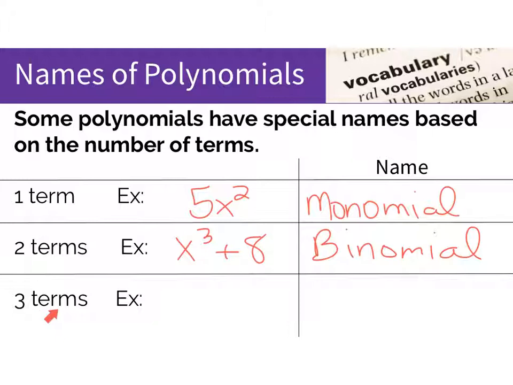Now what happens when you have 3 terms, like the following example? Here's 3 terms, 1, 2, 3, and we saw an example like this on the previous screen too. Well, what is the prefix that means 3? We have mono, bi, the next one is trinomial. And anything bigger than 3 terms, we usually just call it a polynomial. But technically, these are all polynomials also. So these are special names for some special polynomials. 1 term, monomial, 2 terms, binomial, 3 terms, trinomial. Let's move on.